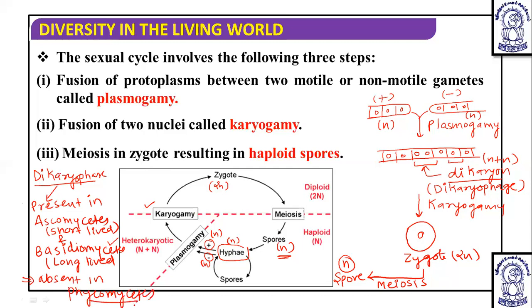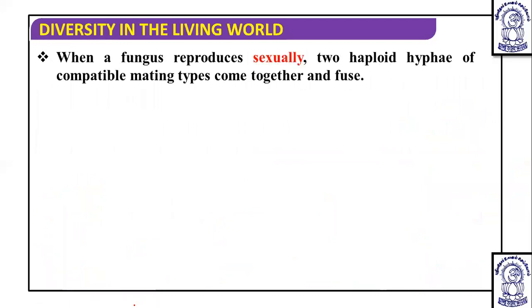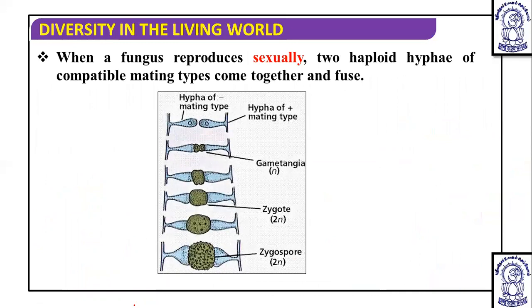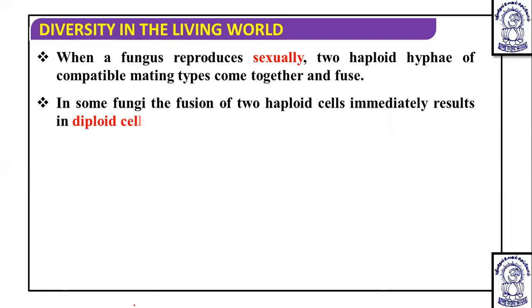So in lower fungi, Phycomycetes, dikaryophase is not found, but in higher fungi like Ascomycetes and Basidiomycetes, dikaryophase is found. In such a way, sexual reproduction happens. When a fungus reproduces sexually, two haploid hyphae of compatible mating type come together and fuse, as we have seen in this diagram. Then gametangia fuse and a zygote and zygospore are formed. We will study that in a further detailed diagram. In some fungi, the fusion of two haploid cells immediately results in a diploid cell, meaning dikaryophase will not be observed.